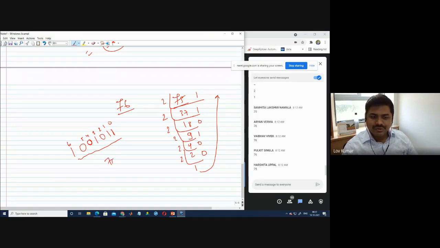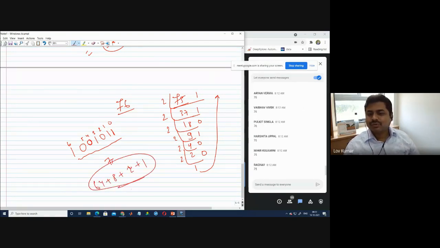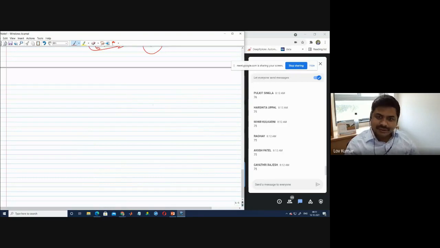75. How are we going to calculate? 2 to the power 6 is 64, plus 8, plus 2, plus 1. Now we calculate the value. We are getting 75. Same like that, we are going to check if we convert 75 base 10 into base 4.